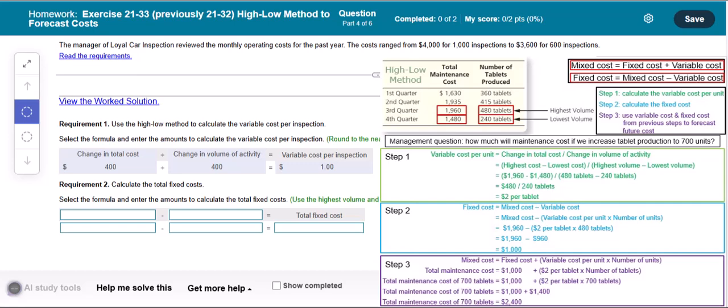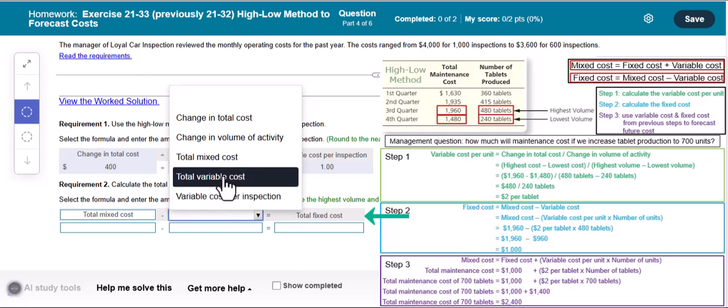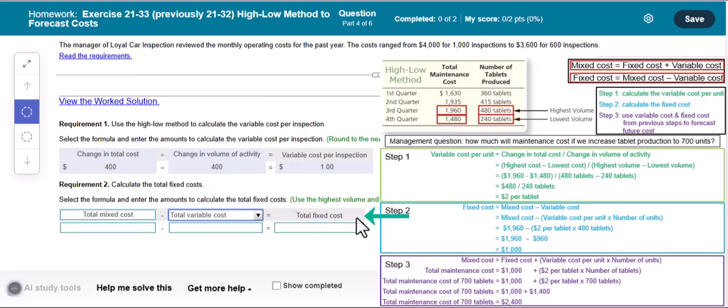What does that mean? Well, notice the mixed cost up here. A mixed cost is just a fixed cost plus variable cost. If we use some simple algebra and rearrange that, it becomes fixed costs equals mixed costs minus the variable costs. So that's what we're going to do up here in step 2. Again, that formula is total mixed costs minus total variable costs equals total fixed cost. What we found in our slide is that the fixed cost was $1,000. So let's see what we have in this scenario.